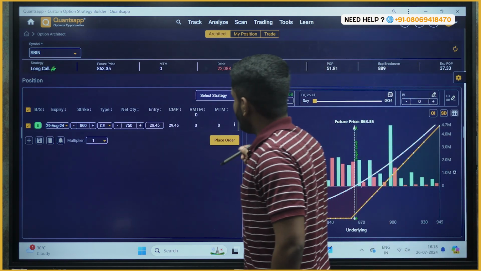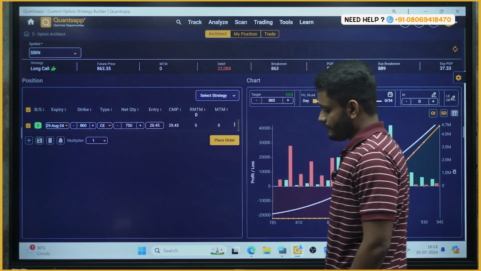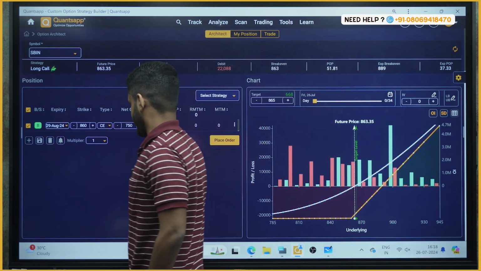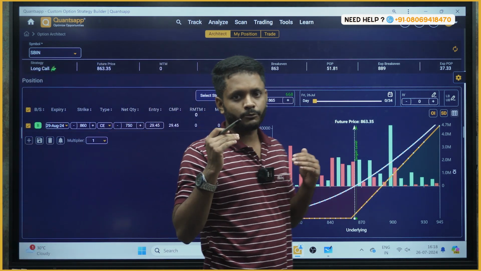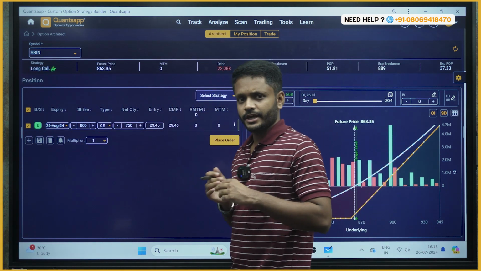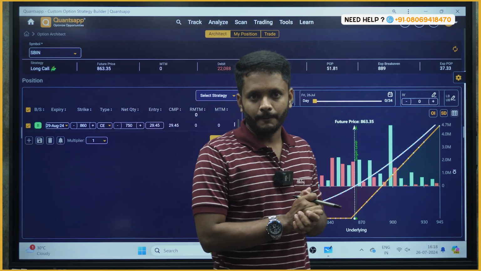So I have selected the custom option over here. Now what I'll do is say, what is a short iron butterfly? For a short iron butterfly, I am going to sell a straddle, a short straddle, and then I'll add the wings to protect my position.